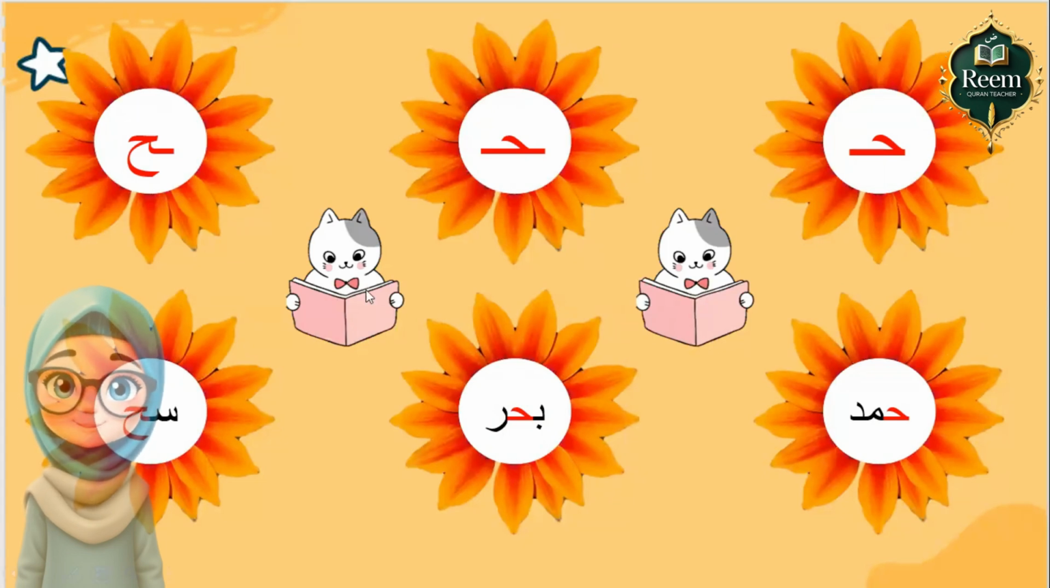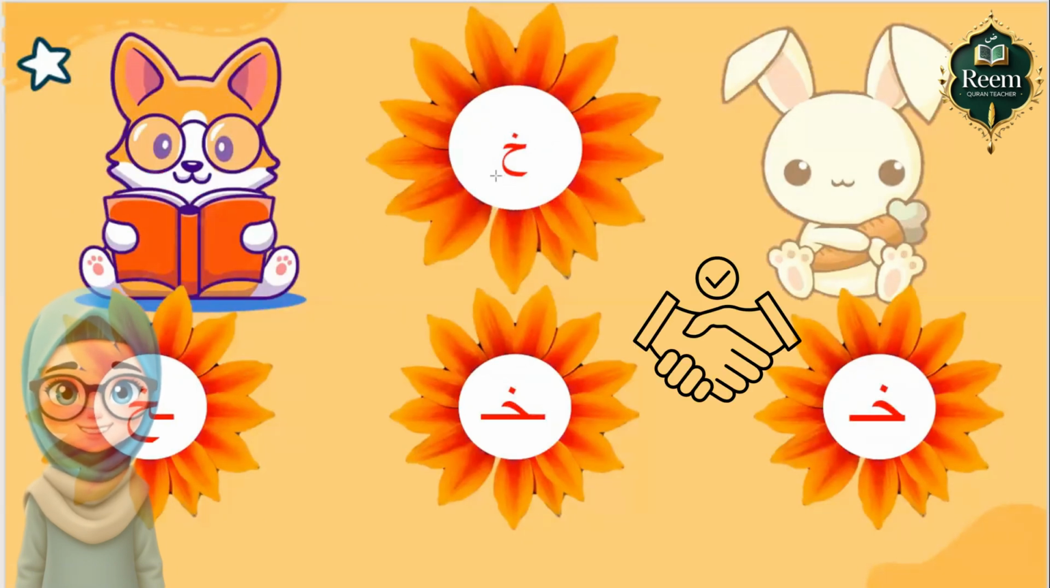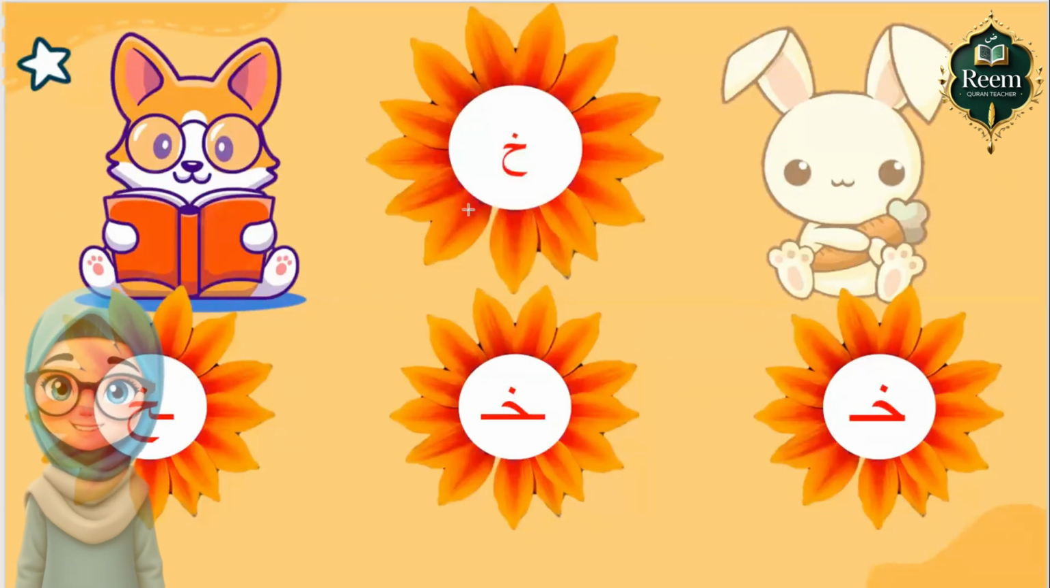Kha is the same as Jeem and ha. It's also a friendly letter. When it comes at the beginning of the word, it comes connected to the following letter, and its dot will be above the letter. When it comes in the middle, it comes connected to the previous letter and to the following letter. When it comes at the end of the word, it comes connected to the previous letter. Let's see the examples.